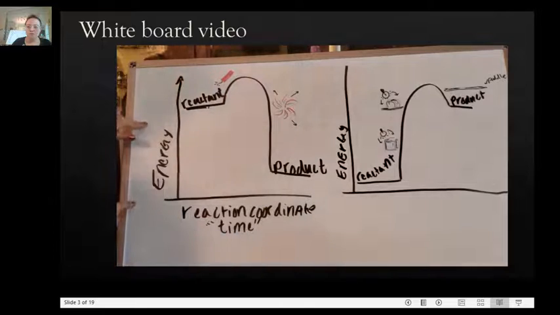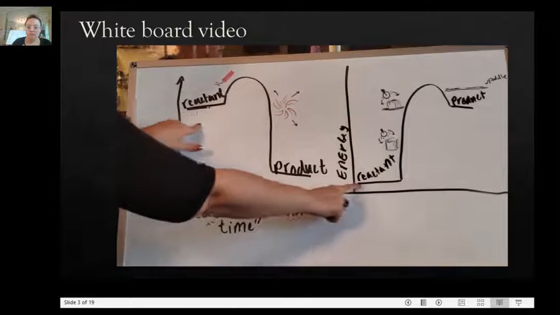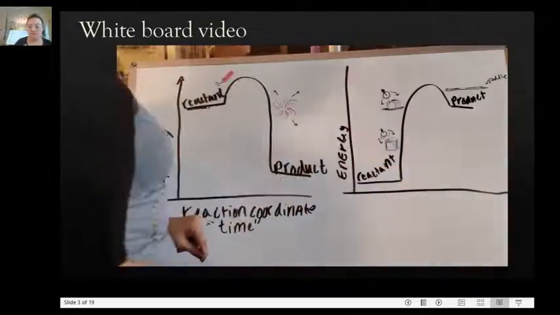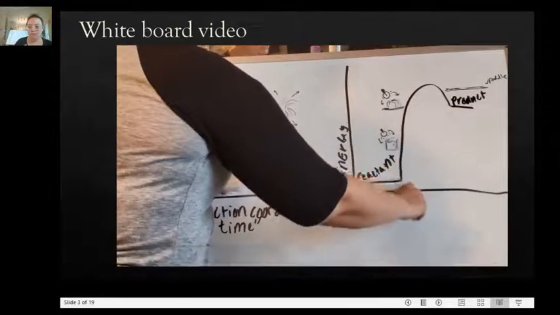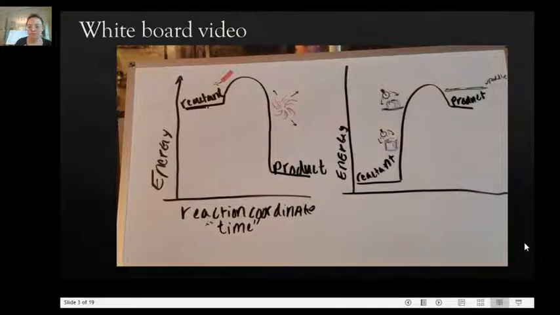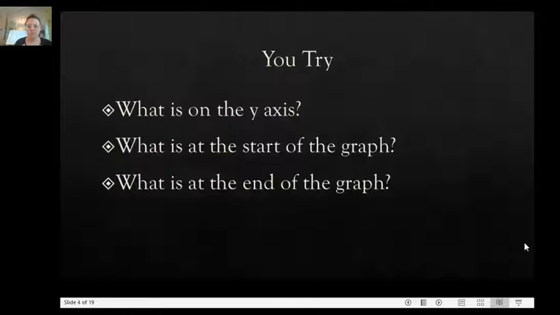So on the y-axis we have energy, reactants at the start, products at the end, change in energy in the middle. At the start is reactants, at the end is products.